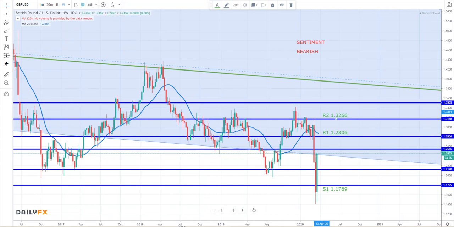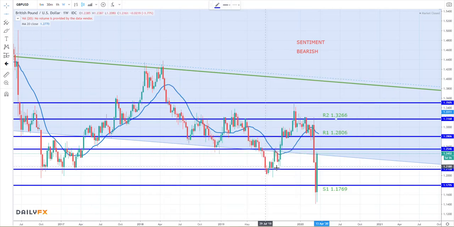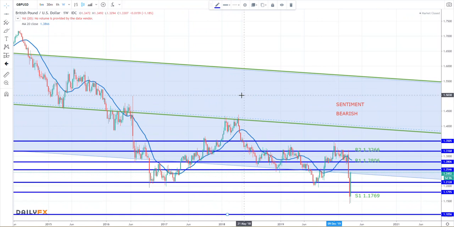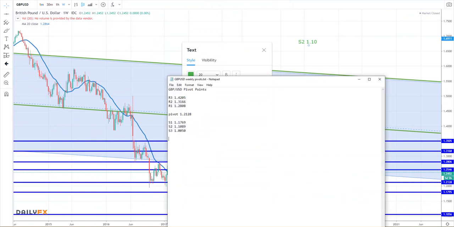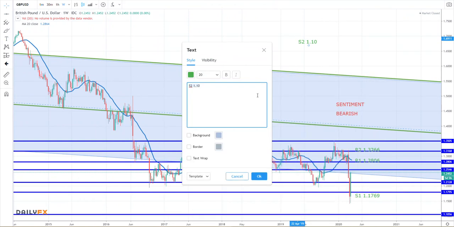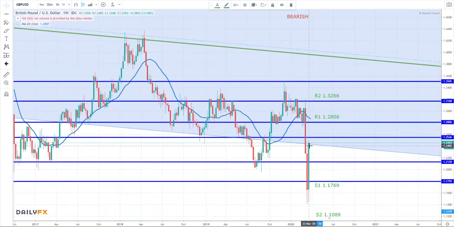And just how big is this bounce really going to be? Is it just a short-term market reaction to the stimulus package? 1.1089. So that's kind of here, off the map. That's S2, all the way down there if S1 were to break. So that's S2. So you can see what I'm saying about no man's land.